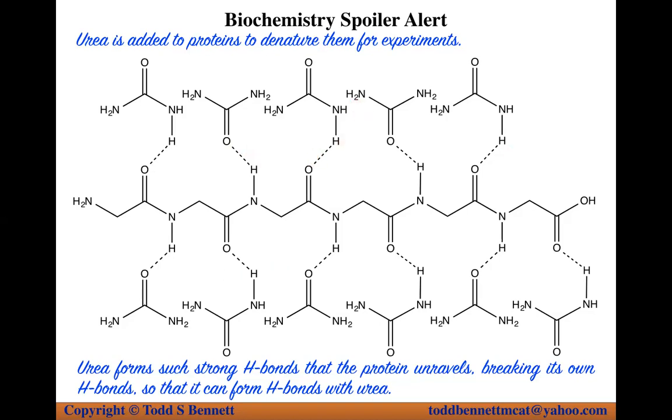So I'm going to leave it like this to emphasize this is how it would line up with the protein. When it lines up in a better way, you have an even stronger H bond. So therefore, this protein would rather have a whole bunch of urea on it. So again, urea is a denaturing agent.